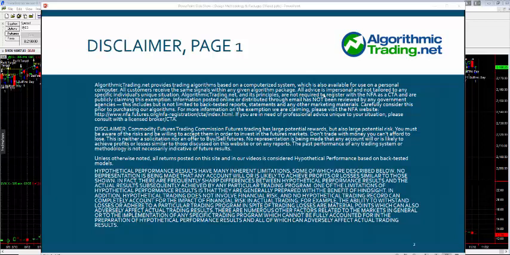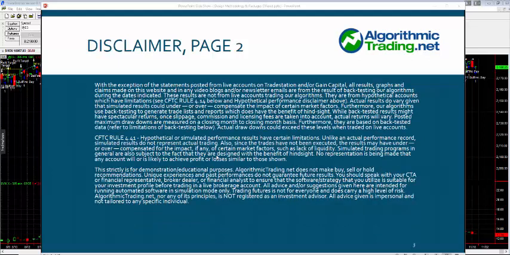And lastly, the data that we show, unless otherwise noted, is based on hypothetical back-tested models, and it does have certain limitations per the disclaimer here. So feel free to read this. You can pause the video and read it more carefully. The last comment I'll make is that the data is for educational purposes only.